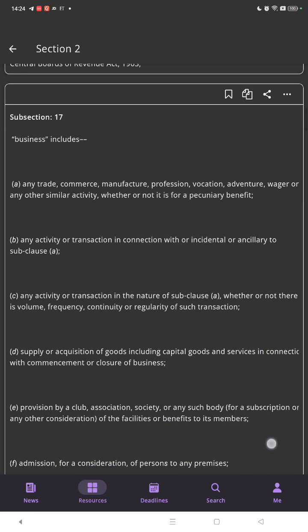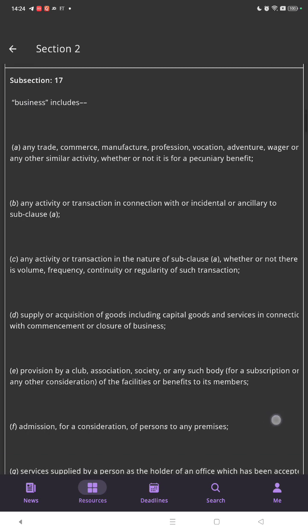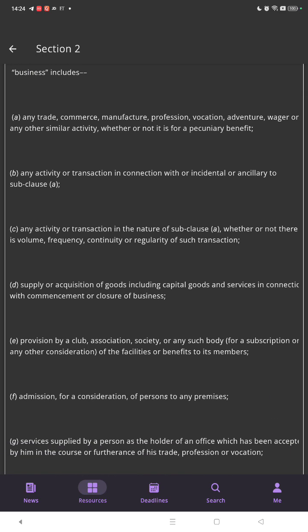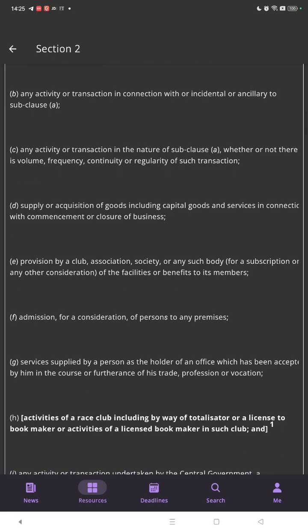Any activity or transaction in connection with or incidental or auxiliary to subsection A. Any activity or transaction in the nature of subsection A, whether or not there is a volume, frequency, continuity, or regularity of such transaction. Supply or acquisition of goods, including capital goods and services, in connection with the commencement or closure of business. Provision by a club, association, society, or any such body for a subscription or any other consideration of facilities or benefits to its members. Admission, for consideration, of a person to any premises.